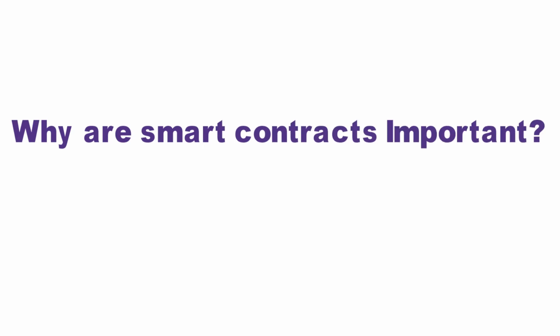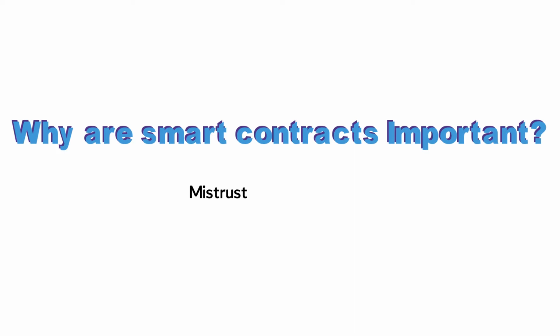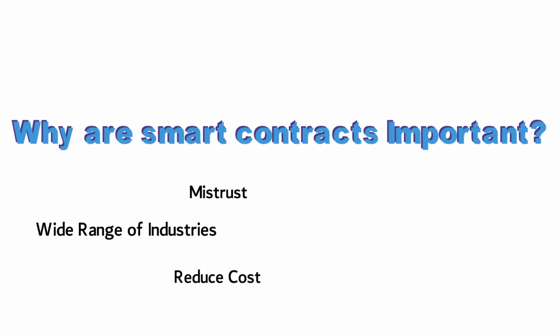Why are smart contracts important? Smart contracts help to solve the issue of mistrust between business entities and partners. Smart contracts have many advantages for a wide range of industries. Smart contracts reduce unnecessary costs and time expenditure spent dealing with a third party while enhancing transparency.